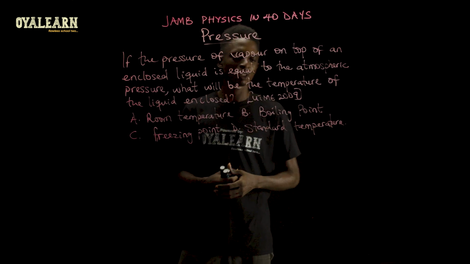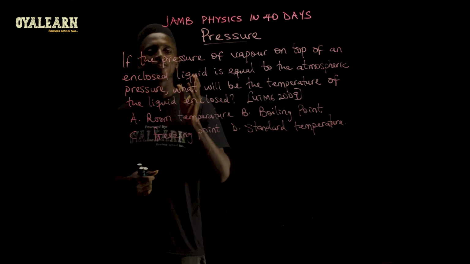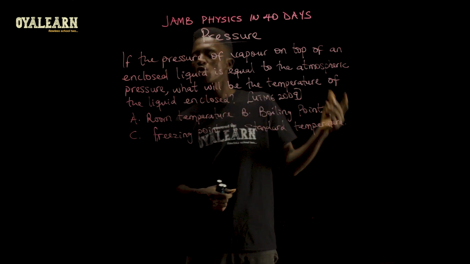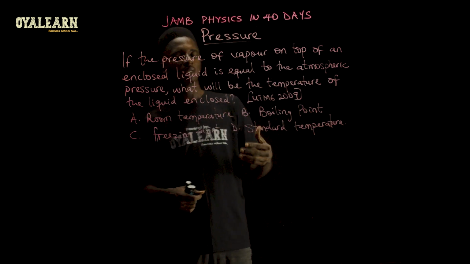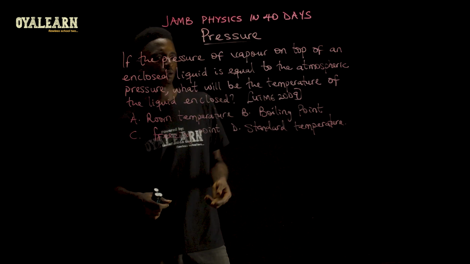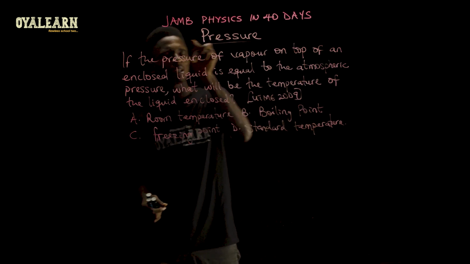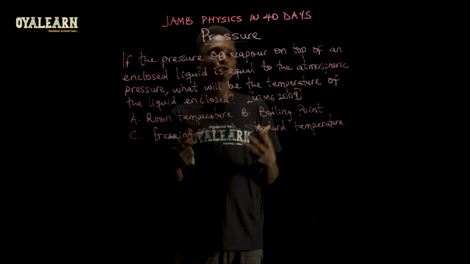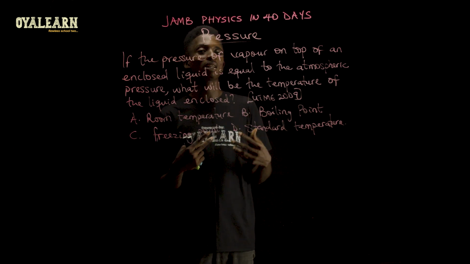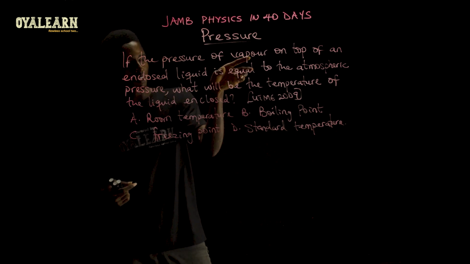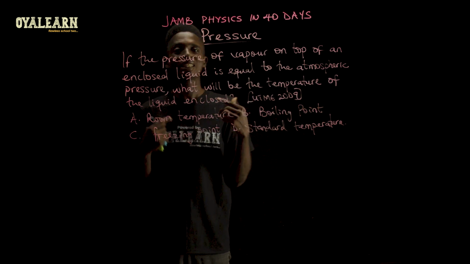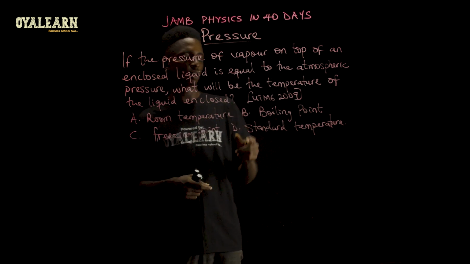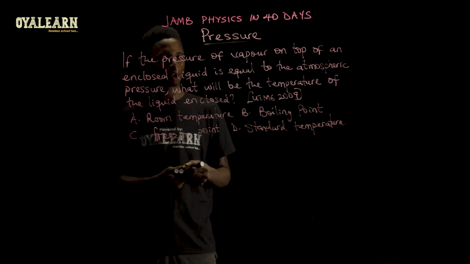Now, this question from the 2009 UTME says, if the pressure of vapor on top of an enclosed liquid is equal to the atmospheric pressure, what will be the temperature of the liquid enclosed? Now, what this means is that if the saturated vapor pressure is equal to atmospheric pressure, and when these two are equal is when a particular liquid can then boil, right? So if saturated vapor pressure is equal to atmospheric pressure, then that liquid that is enclosed is definitely boiling. So the temperature where it is will be called the boiling point. So we go with option B.